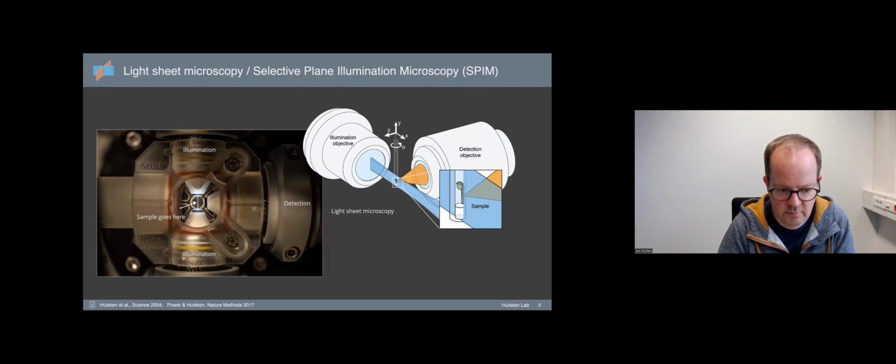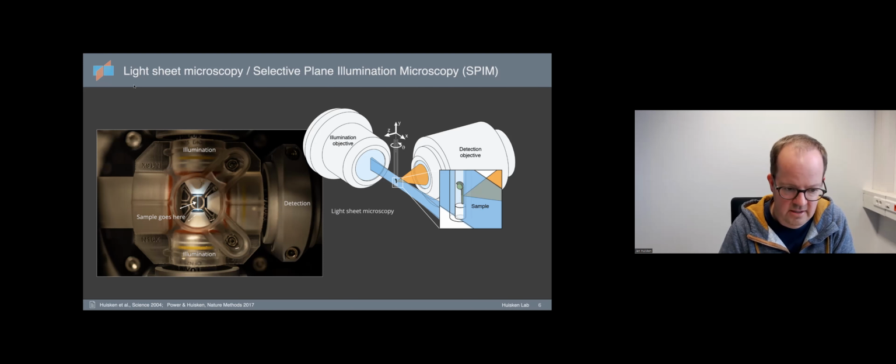So in reality, this is what it looks like. There's typically a chamber built around the objective lenses that holds the medium. Most of our specimens are held in aqueous medium. And in this particular case, you also see that there's two illumination lenses, essentially illuminating the specimen from the left side or the right side.